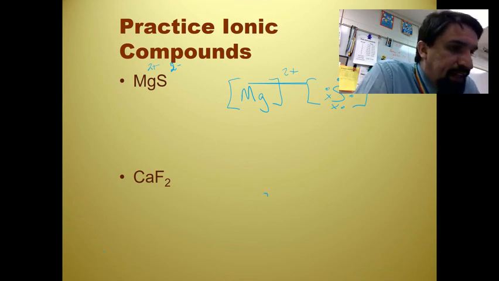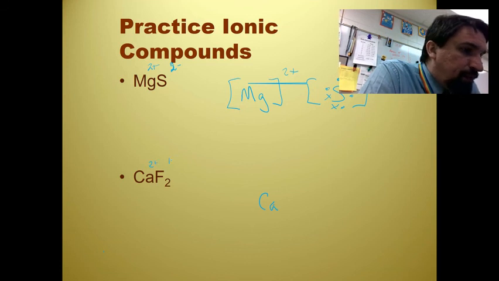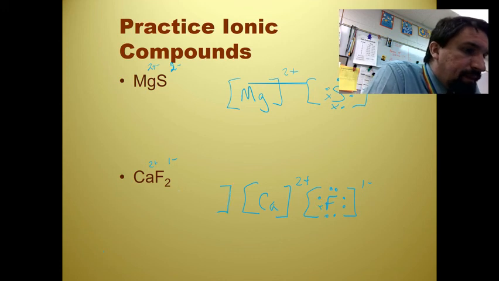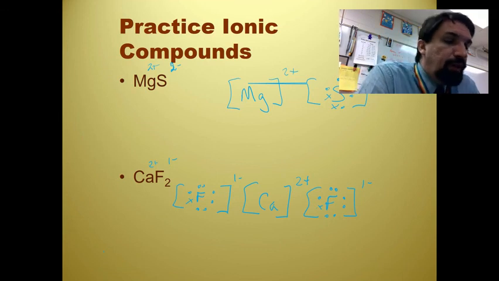For calcium fluoride, calcium winds up being my 2+ charge. Fluorine winds up being my 1-. I'm going to put my calcium in the middle, and I'm going to put a fluorine on each side. And that's what that's going to look like. Again, the Coulombic attraction is going to be between the positive and the negative, and the positive and the negative, which is why I don't have my 2 negatives next to each other.